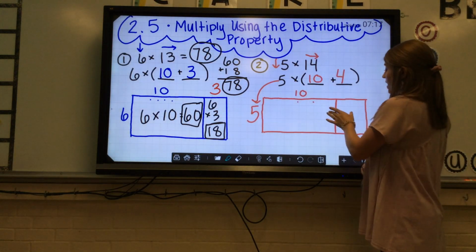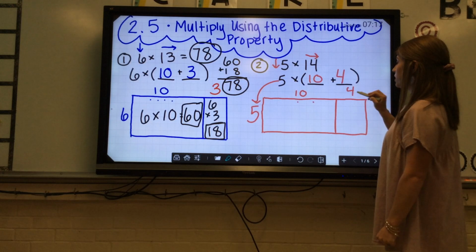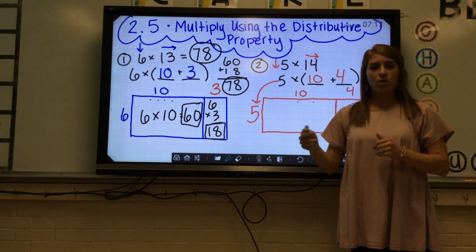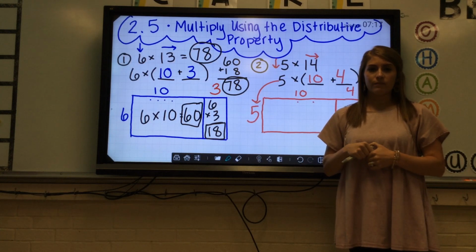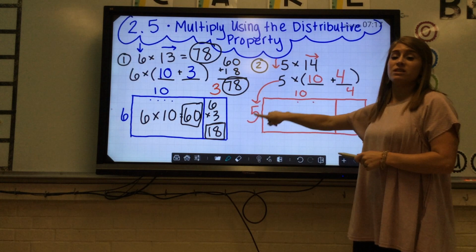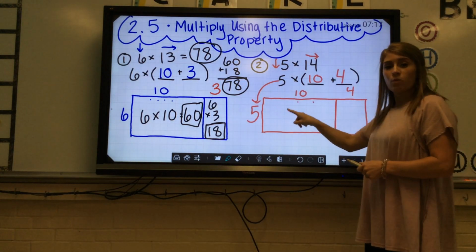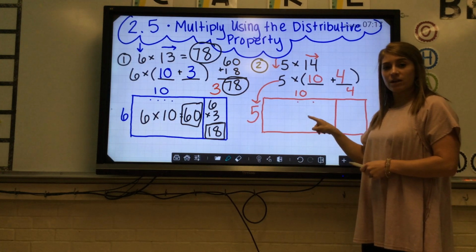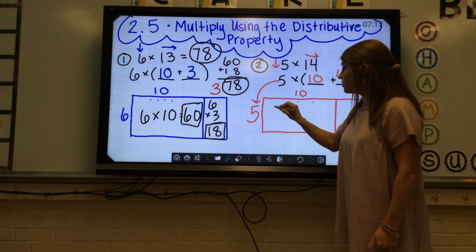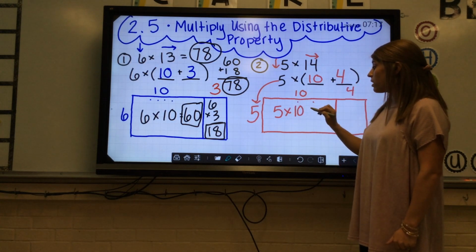Okay, so now we've got 10, and that leaves us with 1, 2, 3, and 4 here. Very good. What's our next step? What do we do next when we're multiplying using the distributive property? Right, we're going to distribute this 5 out to these two boxes. So this first box is going to be what? What multiplication problem can I do to solve how many are in here? Yeah, exactly. This 5 times this 10 that's on top of this part of the box.